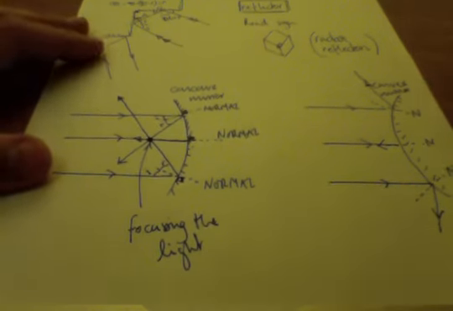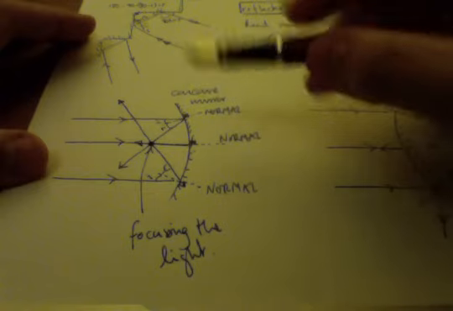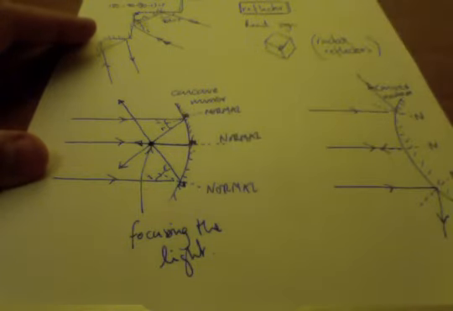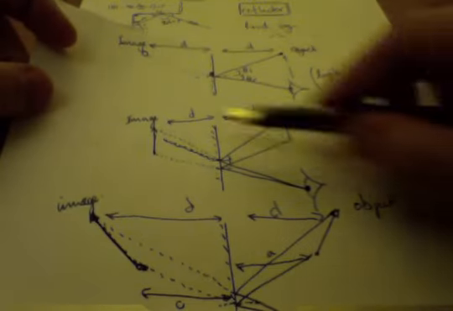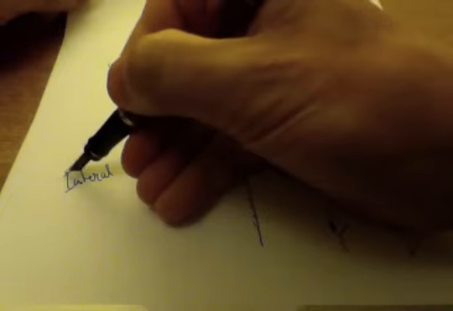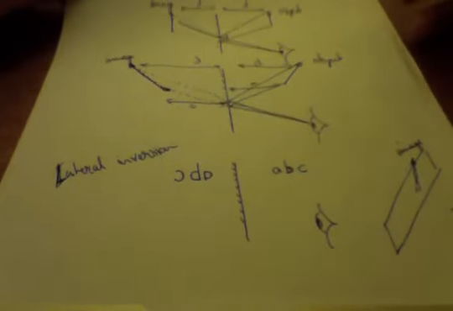Okay, so as long as you're able to work out simple reflection, which is easy, and as long as you're able to see the application of that, and as long as you're able to draw a simple object and image and appreciate you have this lateral inversion going on, then I think you'll have reflection sewn up.